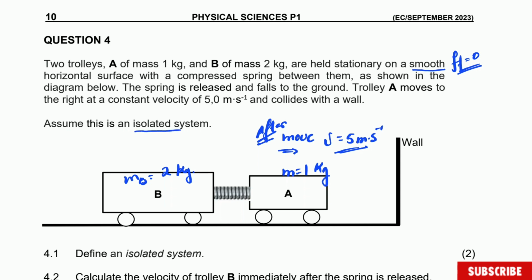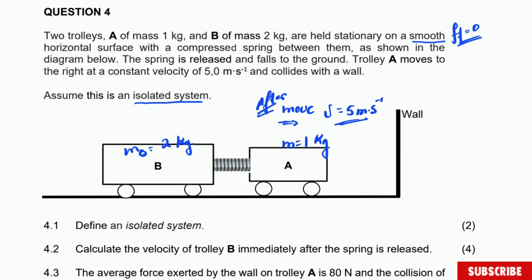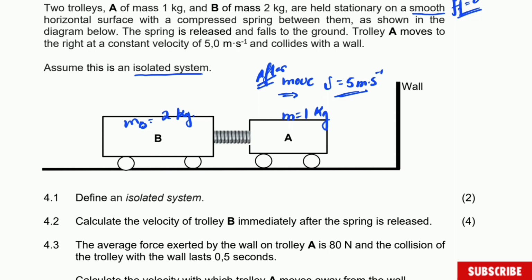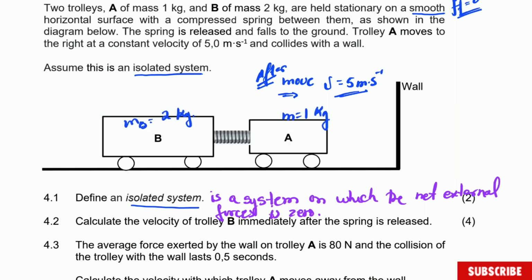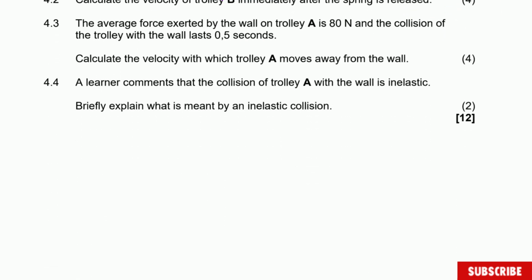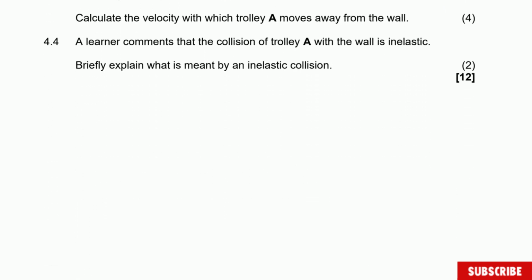So the system is isolated, and the first question is to define an isolated system. An isolated system is a system on which the net external force is 0. Now question 4.2: calculate the velocity of trolley B immediately after the spring is released. To do this one, we have to use the law of conservation of momentum. We're going to do that real fast, here, under 4.2.